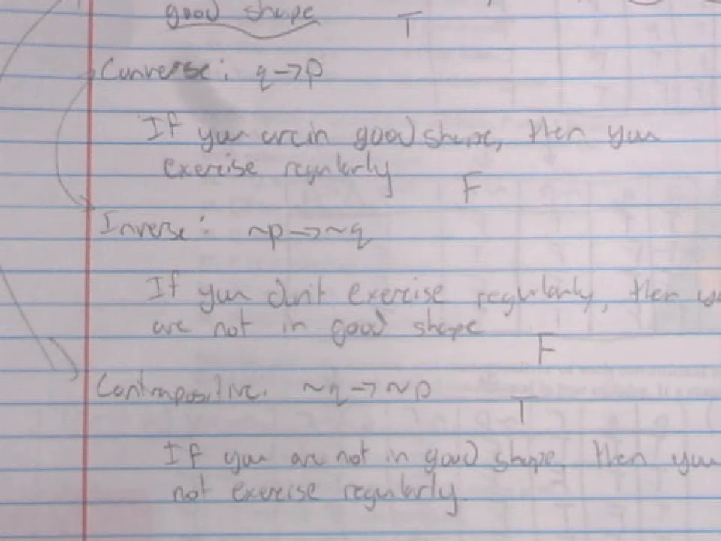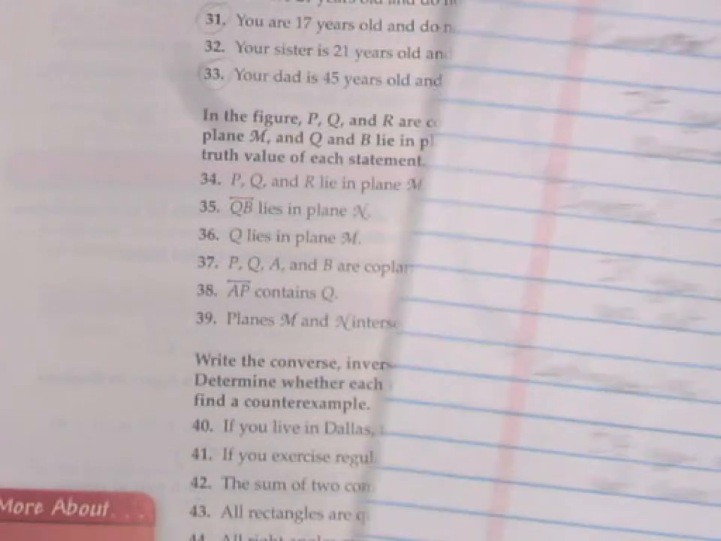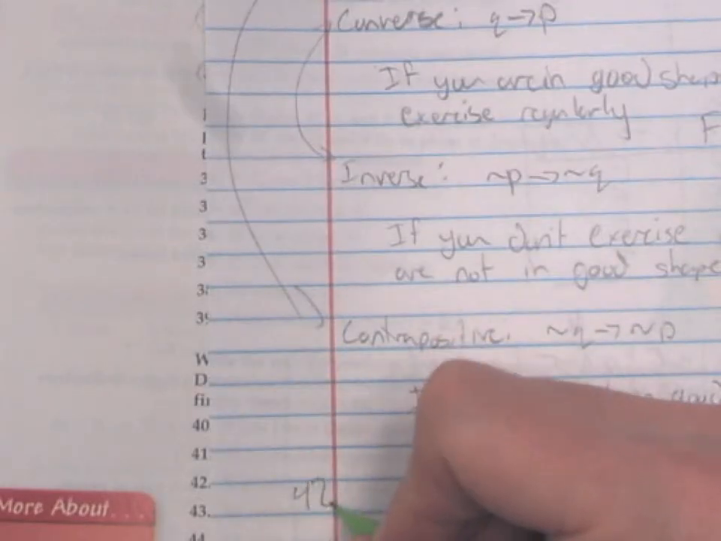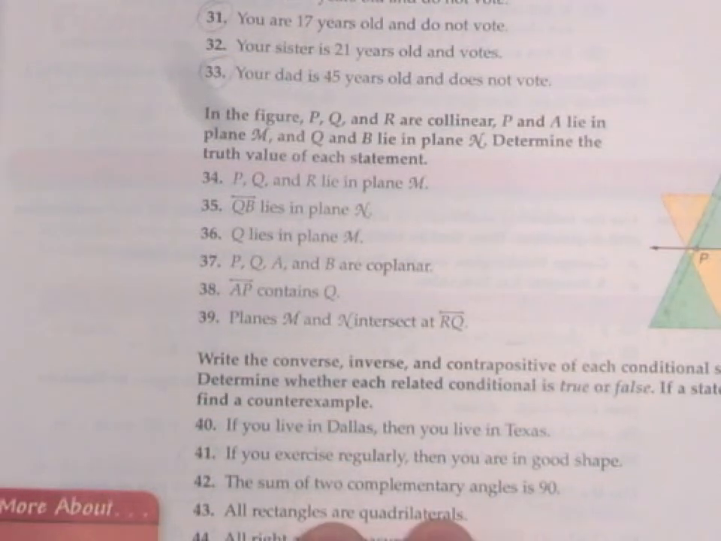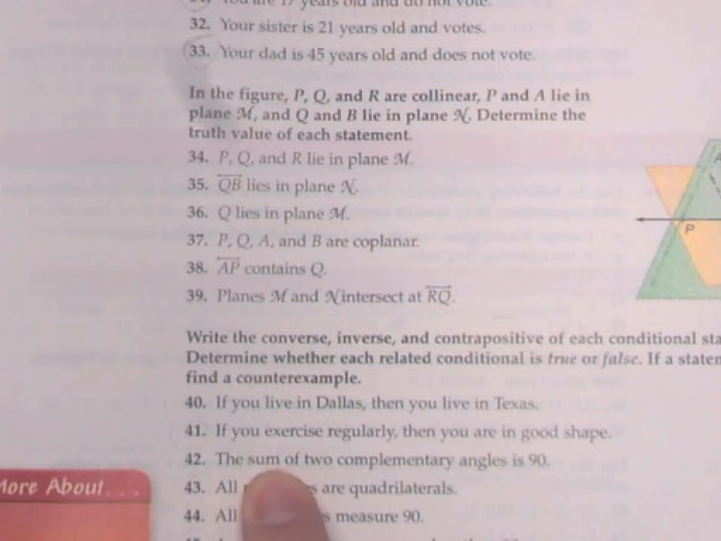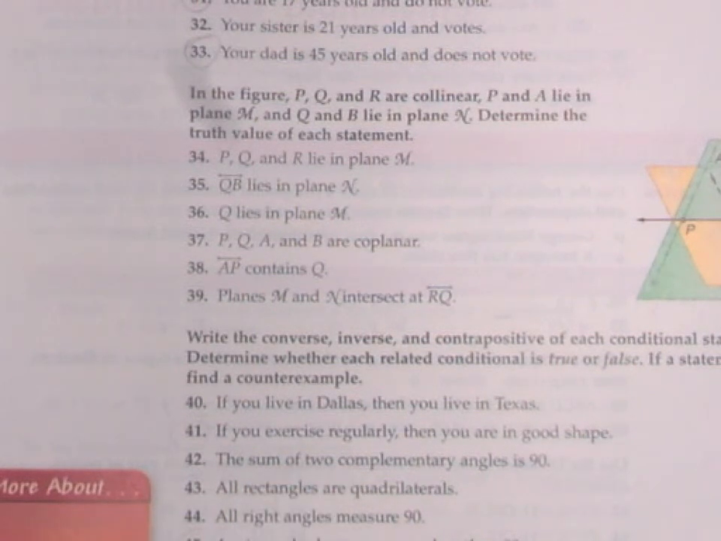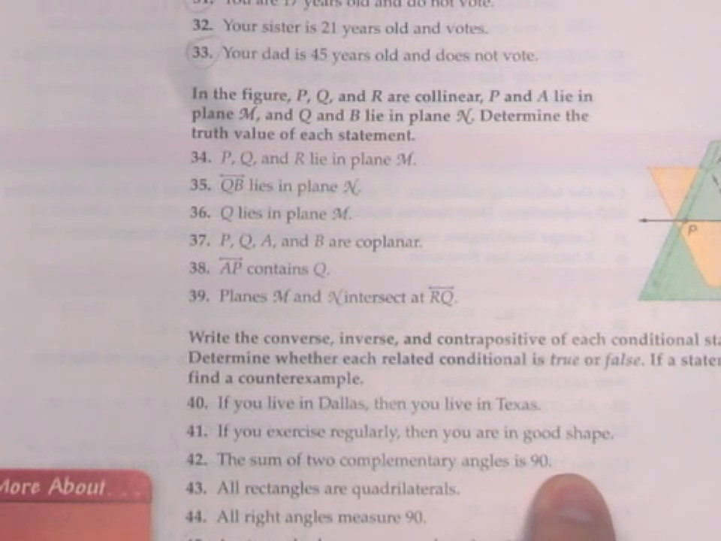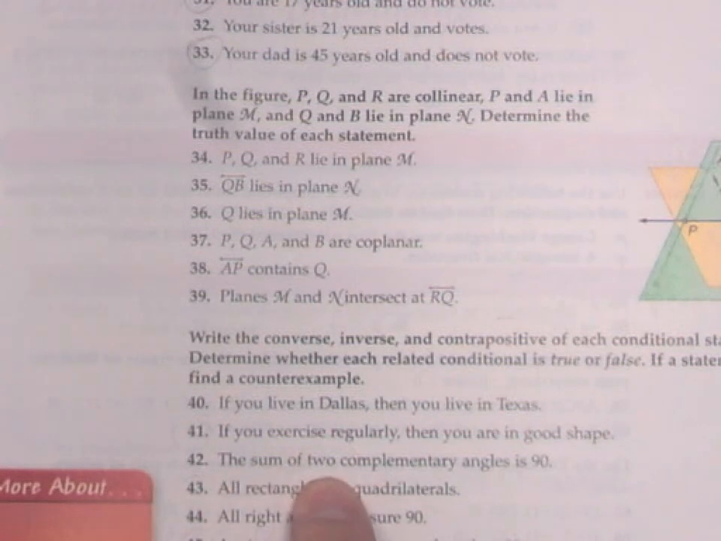Okay. All right, let's take a look at 42. The trick on 42 is that it's not already in if-then form. And so in order to find out what the hypothesis and conclusion are, we have to force it to be in if-then form, but that's pretty easy to do. So the sum of two complementary angles is 90 degrees. So we would just change that. If two angles are complementary, then their sum is 90 degrees. Right, so something like that.